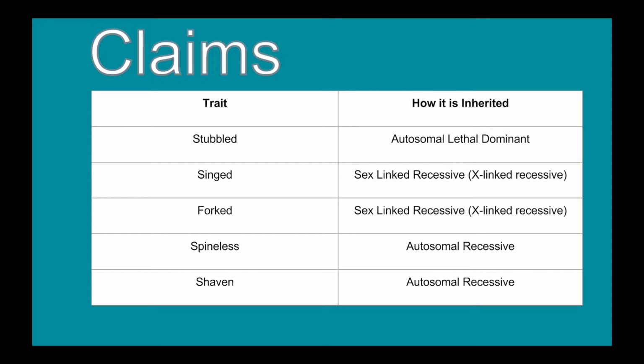Claims. By a long process of solving different Punnett squares and comparing ratios, we came up with the following claims. Stubble is an autosomal lethal dominant trait. The forked trait, as well as the singed trait, is both sex-linked recessive trait. Both the shaven trait and the spineless trait is an autosomal recessive trait.